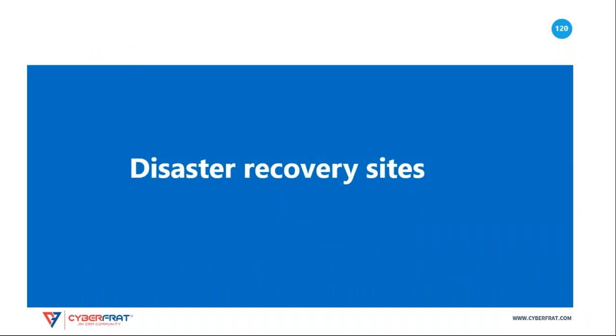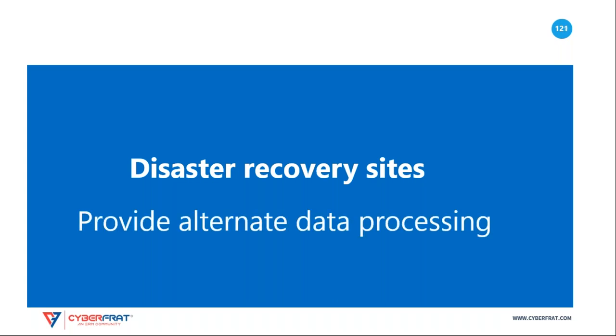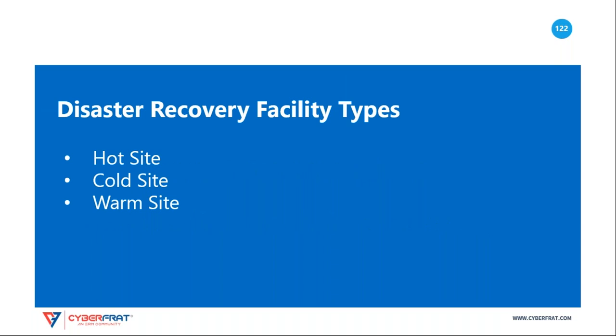Next one will be disaster recovery sites. This is also one of my favorite topics, disaster recovery sites, right? So during a disaster, organizations may need to shift their computing functions from their primary data center to an alternate facility designed to carry the load when the primary site is unavailable or non-functioning. Disaster recovery sites are alternate processing facilities specifically designed for this purpose. Most of the time, they sit idle, waiting to step in when an emergency situation arises. There are three main types of alternate processing facility: hot site, cold site, and warm site.